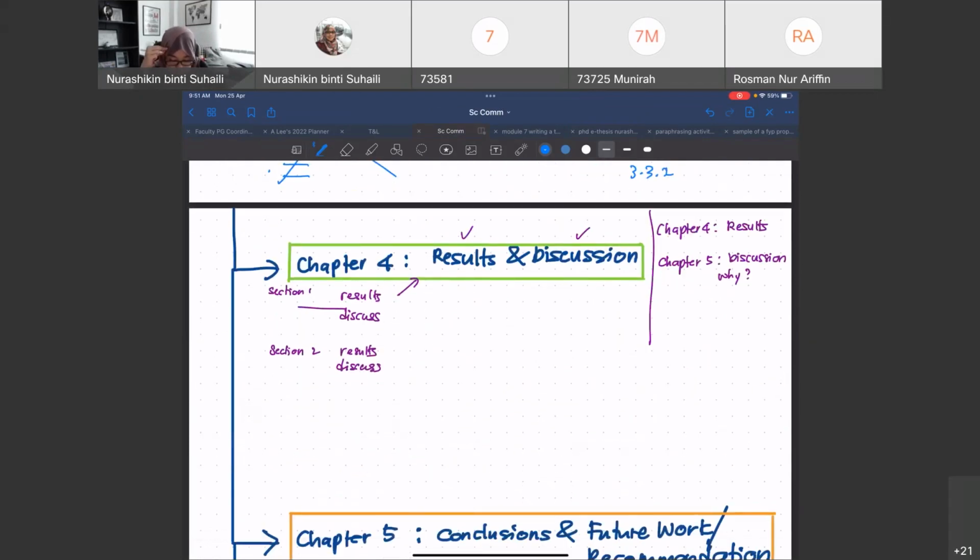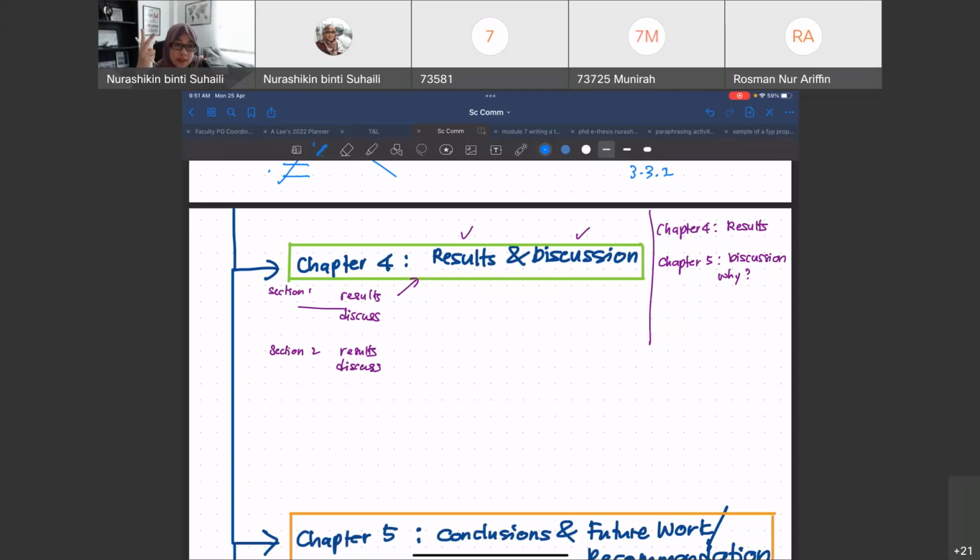Chapter 4, Results and Discussion. Okay, I've mentioned that there are two formats. Either you merge the two topics, results and discussion, or sometimes it can be Chapter 4, Results, Chapter 5, Discussion. But for FYP, we just ask you to merge, yeah? Results and Discussion.